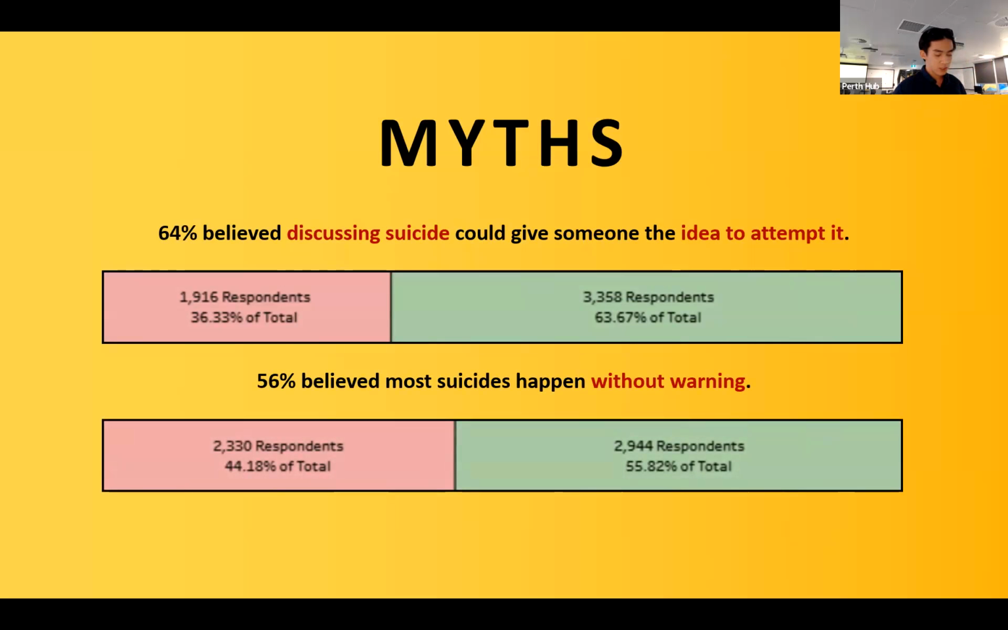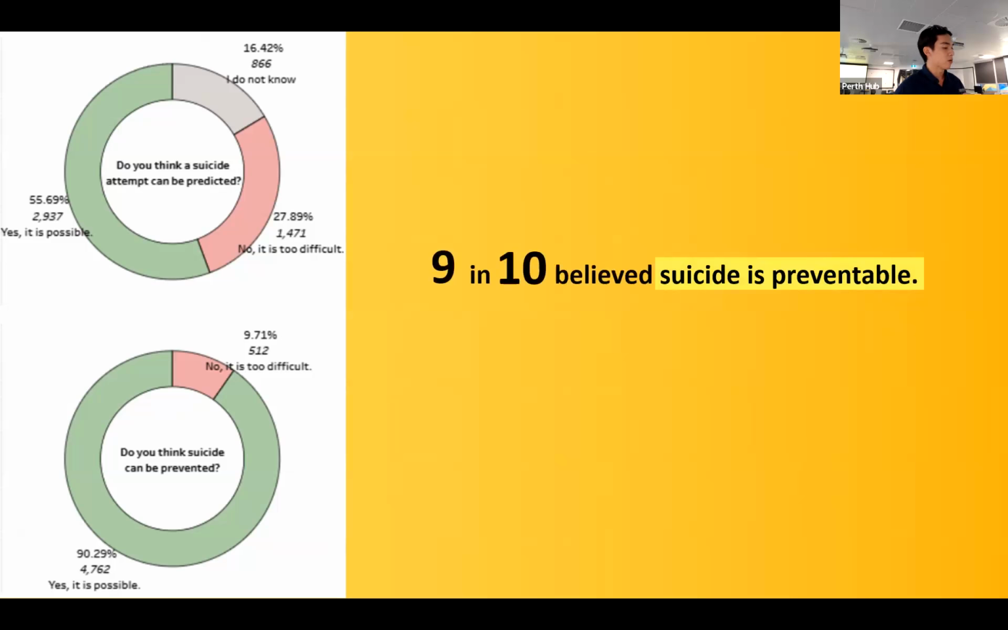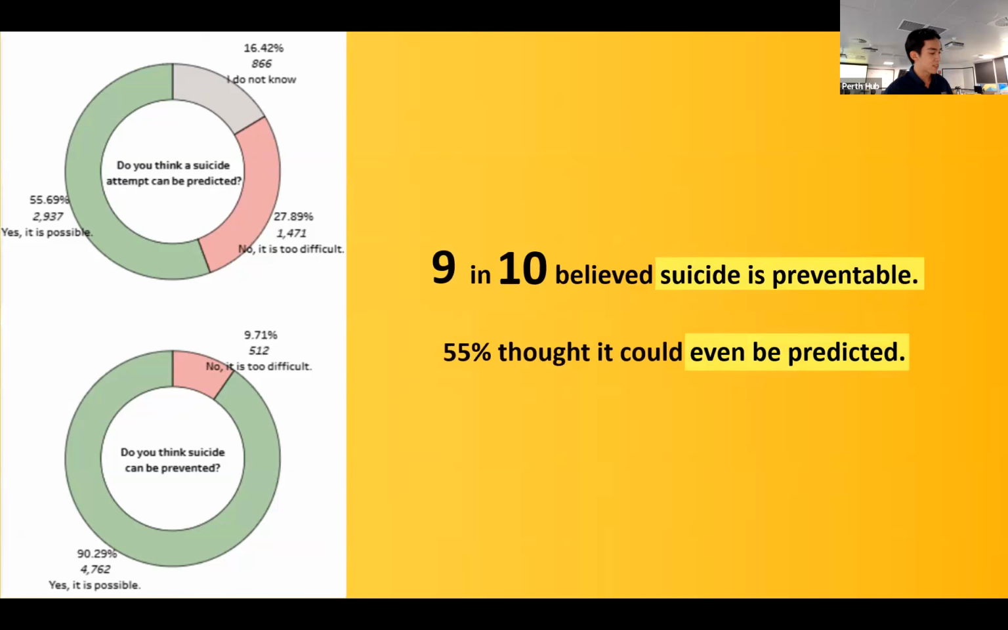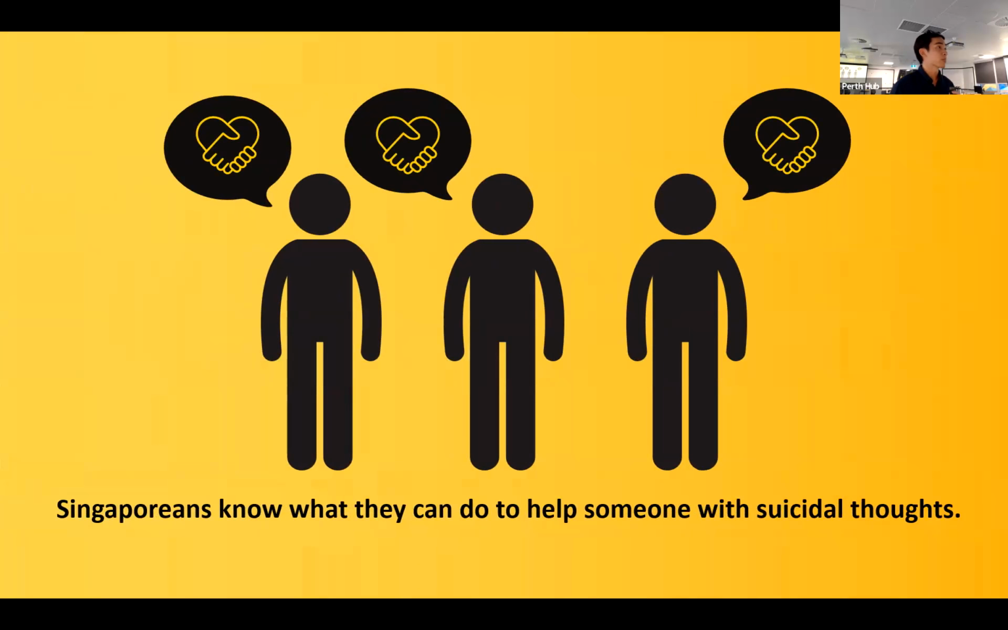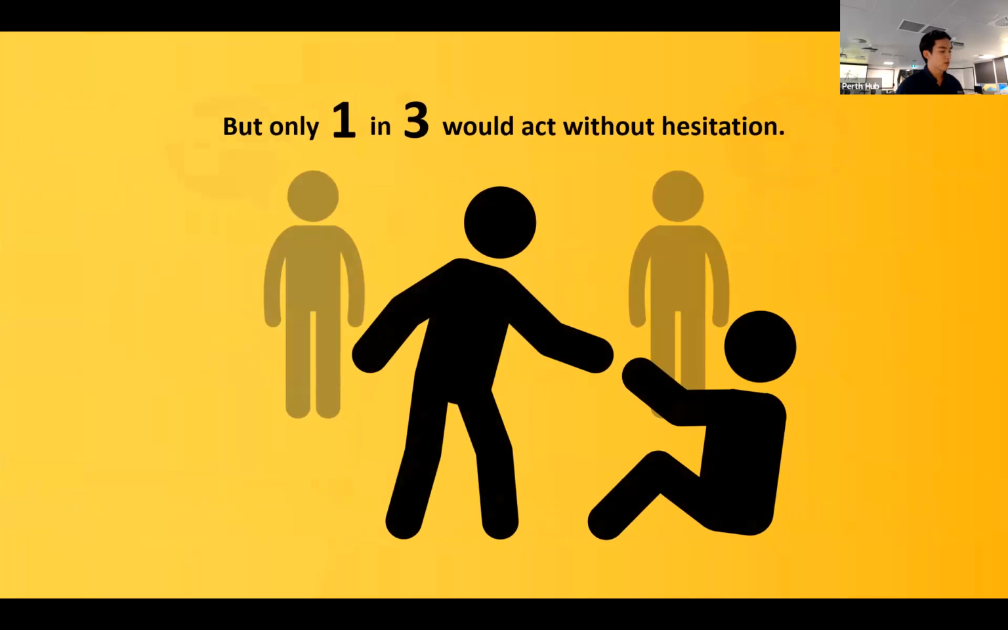Yet, despite having limited knowledge, 9 in 10 believe that suicide is preventable, and over half of them thought that it was even predictable. So this gap between hope and action was a powerful theme in our findings. On one hand, respondents were confident in the steps that they would take to support someone with suicidal thoughts. But when it came to actually doing it, over 1 in 3 said that they would act without hesitation.